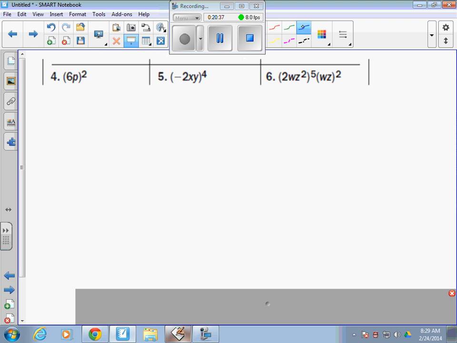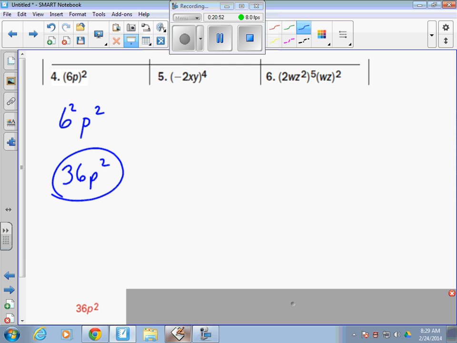For 4, 5, and 6, we have 6p squared. You have to make sure both terms have the square. 6 squared times p squared. And 6 squared, I don't know if it goes out to 36. 6 squared means 6 times itself, 36p squared. There'll be times when you evaluate out that last step and times when you don't.